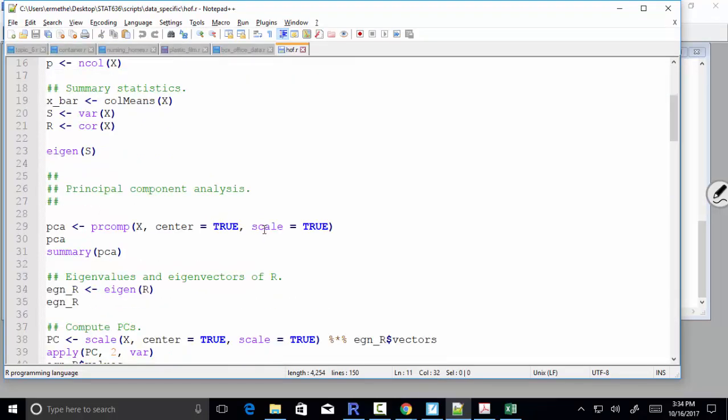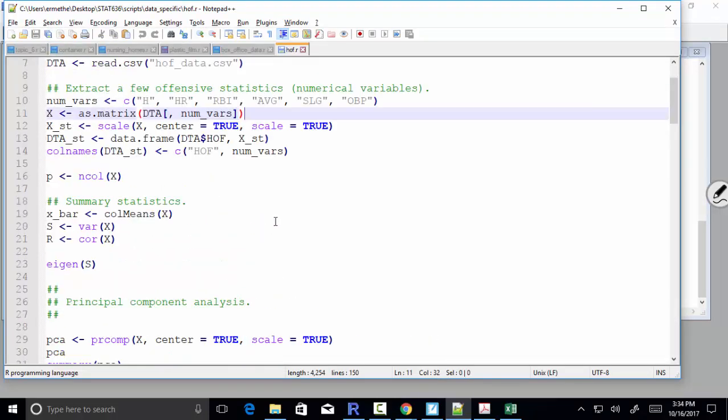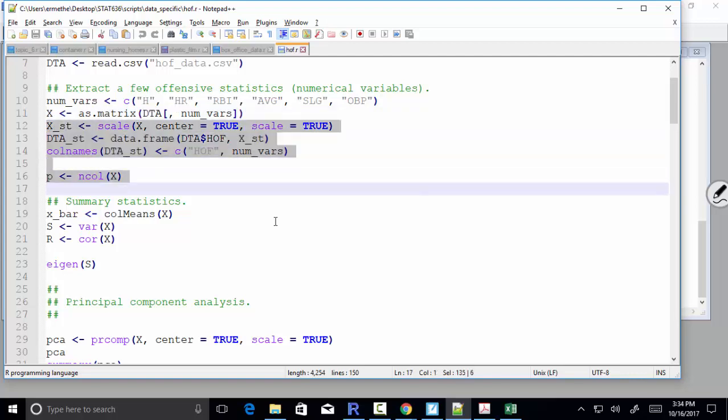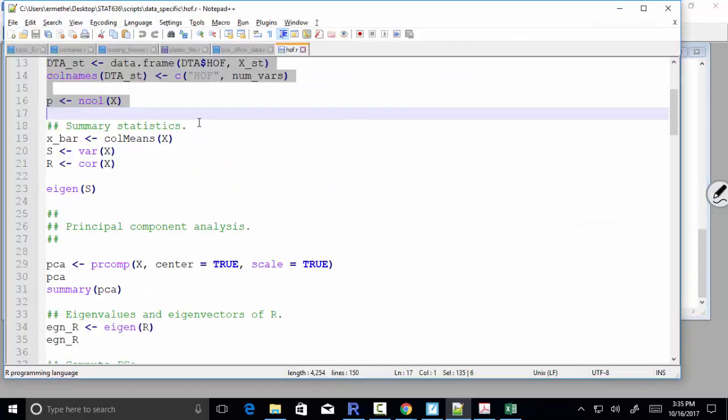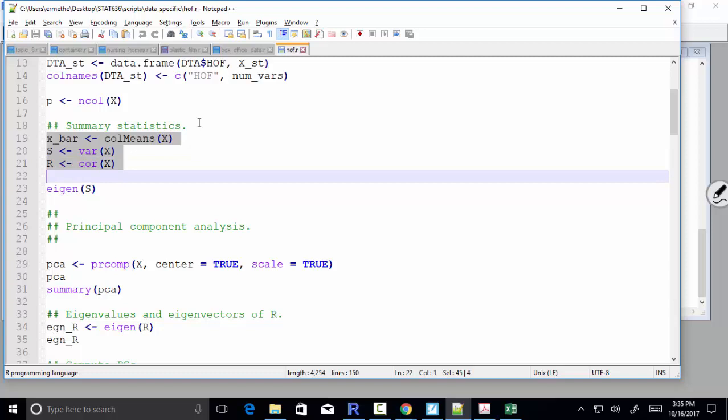Okay. I'm just going to run this stuff here without commenting on it. We don't need this just yet, but I want to go ahead and run it, just in case.